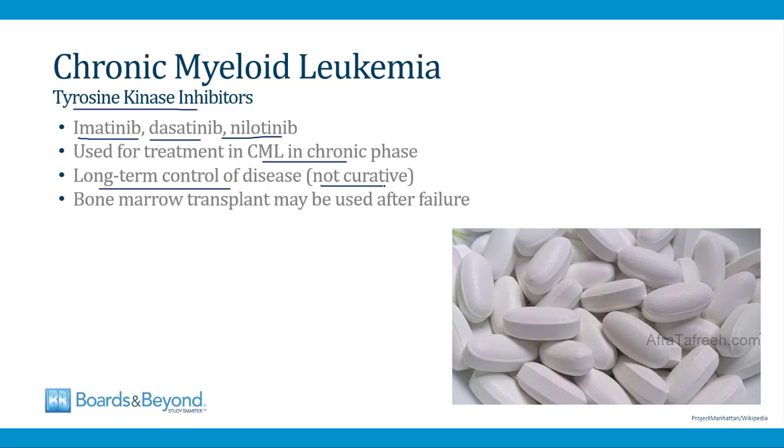Eventually, these drugs will usually fail and patients enter that accelerated phase that we talked about earlier. At that point, more advanced therapies are necessary, like bone marrow transplant. But in the chronic phase, these drugs can be used, and they are oral drugs, and they spare the patient the need for traditional forms of chemotherapy.